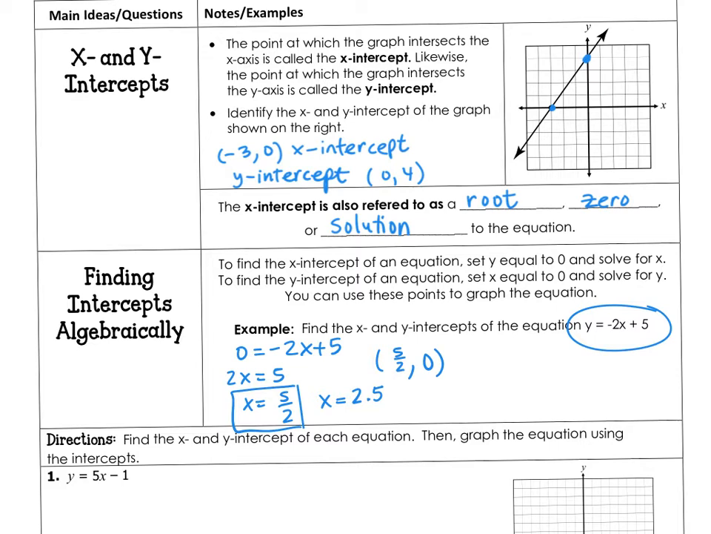Now the y-intercept, you're just letting x be 0 and then solving for y, so you get y is 5. So this y-intercept would be 0, 5. So notice that you're getting two ordered pairs here.